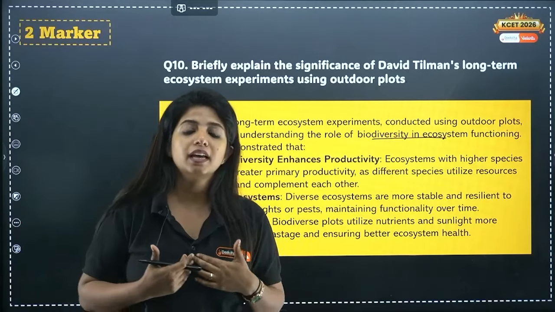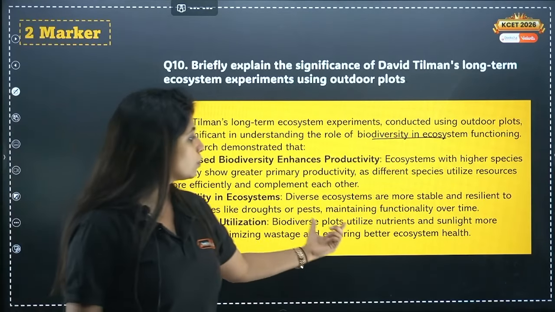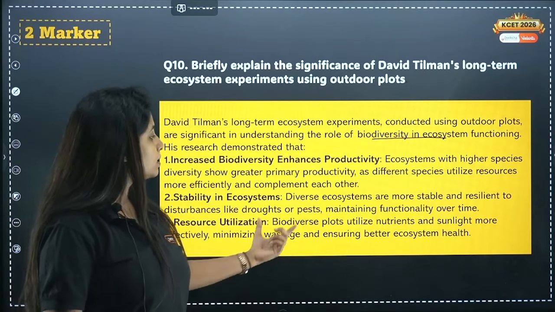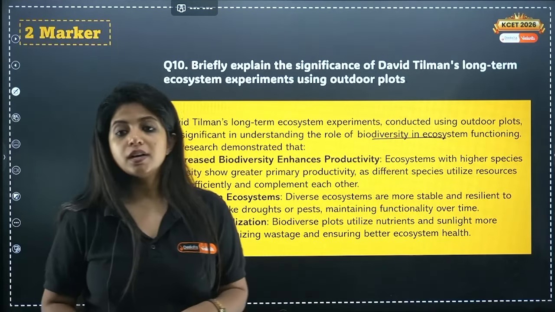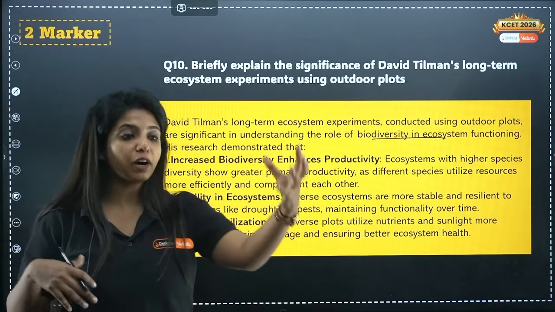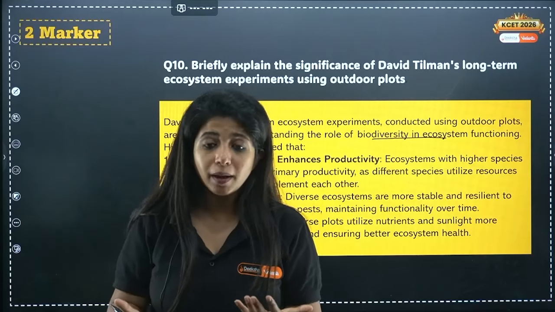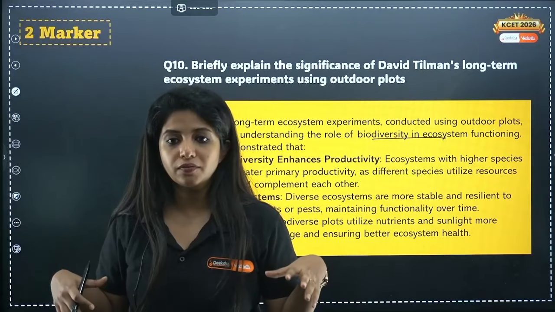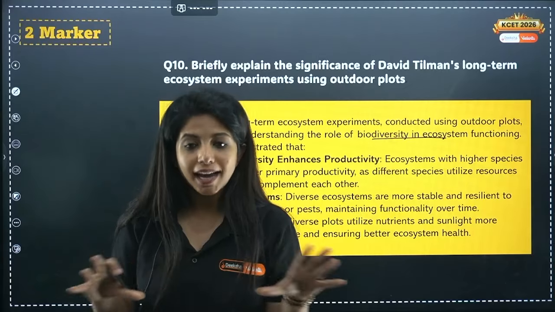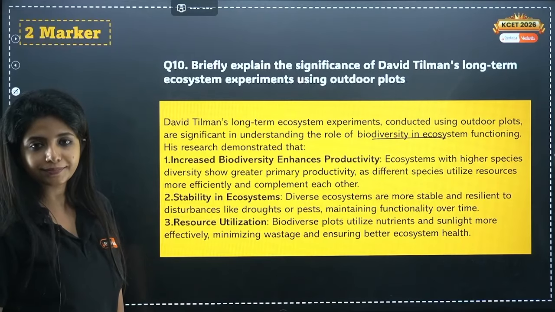Otherwise, what will happen? The tiger will be lost. It will be extinct. Resource utilization: a biodiverse plot utilizes nutrients and sunlight more effectively, minimizing wastage and ensuring a better ecosystem. So if multiple organisms are there, obviously they will be partitioning the resources and utilizing things in a better manner. You won't be wasting anything, because there are multiple organisms to feed on this. So you do not need to waste anything. You get it? That is one very important thing that we have.